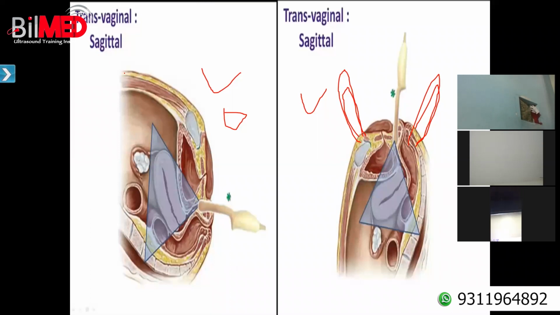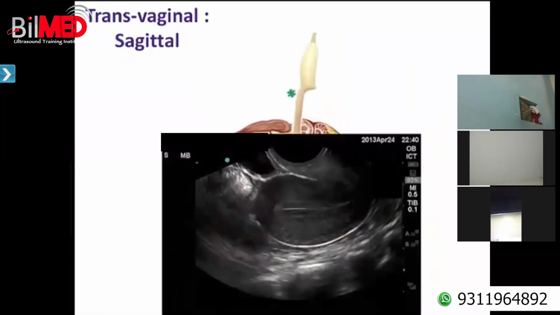Yeah. Now tell me, your monitor is reflecting as if you have put the probe onto the abdomen of the patient, but actually you have inserted the probe from the side of the patient. Then why is this footprint on the top? Why is it not on the side of the image? You got this question now? Yes, sir.